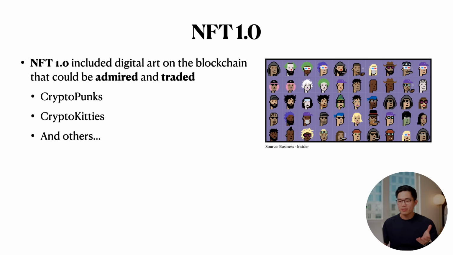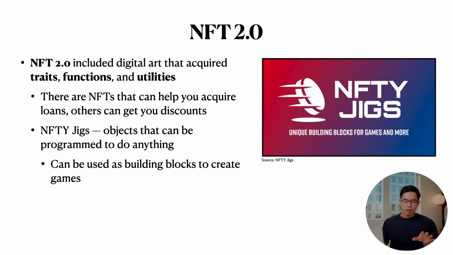And then that takes us to NFT 2.0. NFT 2.0 includes digital art that's acquired traits, functions, and utilities. So there are NFTs, for example, that can help you acquire loans, while others can get you discounts on blockchain-related products or services. An example of NFT 2.0 would be something like NFTY jigs.